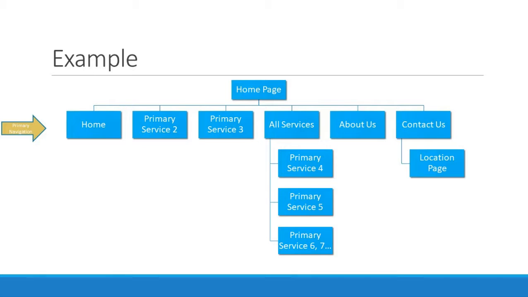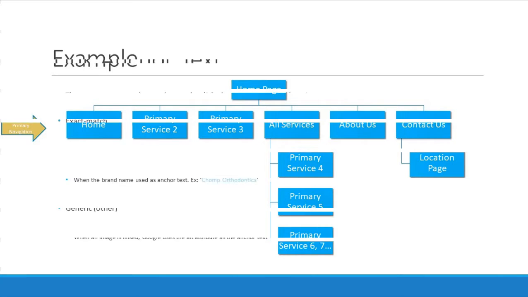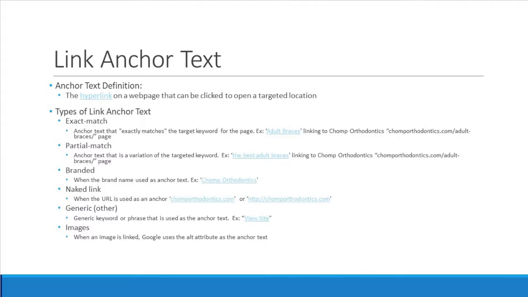Now, if you have multiple locations, this is also where you'd have Contact Us, location page 1, location page 2, location page 3, depending on the number of locations that you have. Now we're going to talk about link anchor text. Link anchor text is the hyperlink on a web page that is clicked on to open a targeted location. That targeted location could be an image, another web page within your site, or a web page off your site.